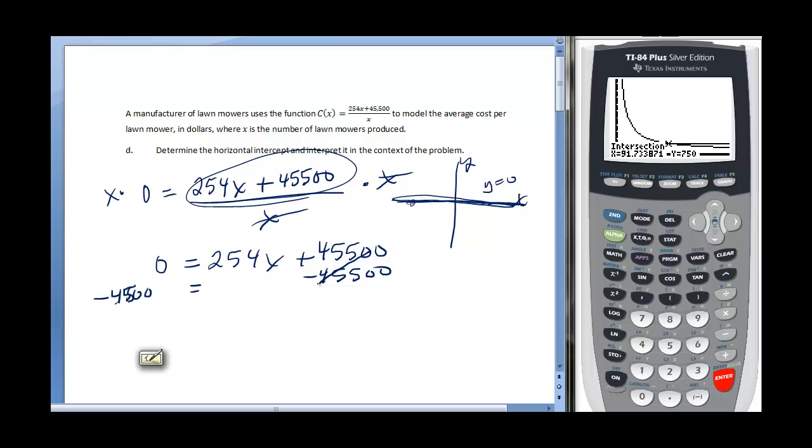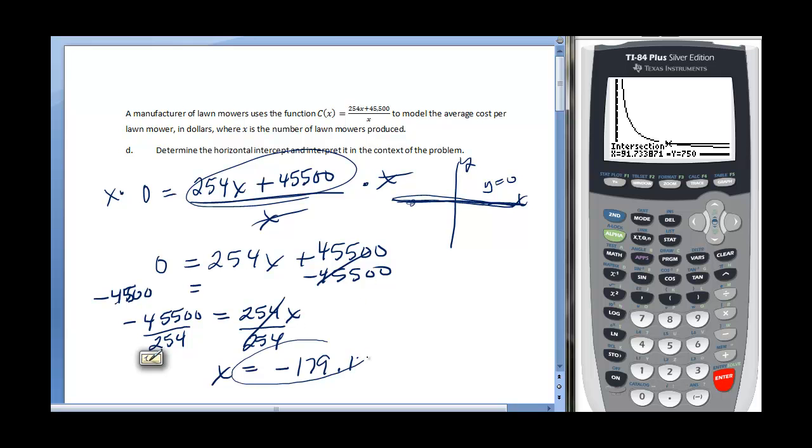And then I'll get minus 45,500 is equal to 254x. And then divide both sides by 254. And then I get x is equal to negative 179.31.